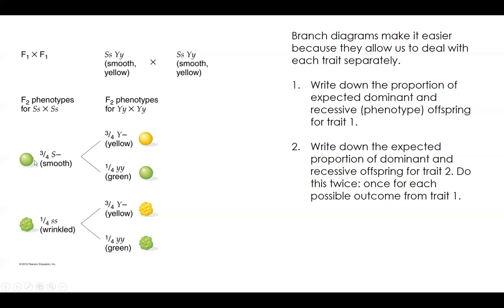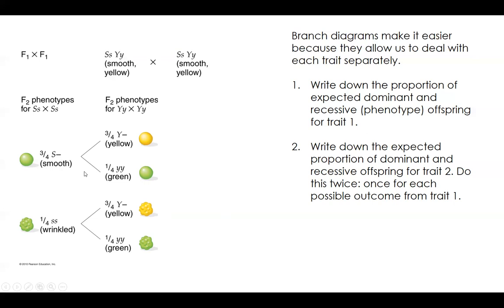So now we've got 3/4 smooth, okay? And then we've got a possibility of 3/4 yellow, 1/4 green, because this was heterozygous, okay? 3/4 yellow, 1/4 green. Again, this heterozygous thing, we've written it twice. Now, if I ask you any of these things, what is the probability of getting a wrinkled green plant? What is the probability of getting a smooth yellow? What is the probability of getting a wrinkled yellow?